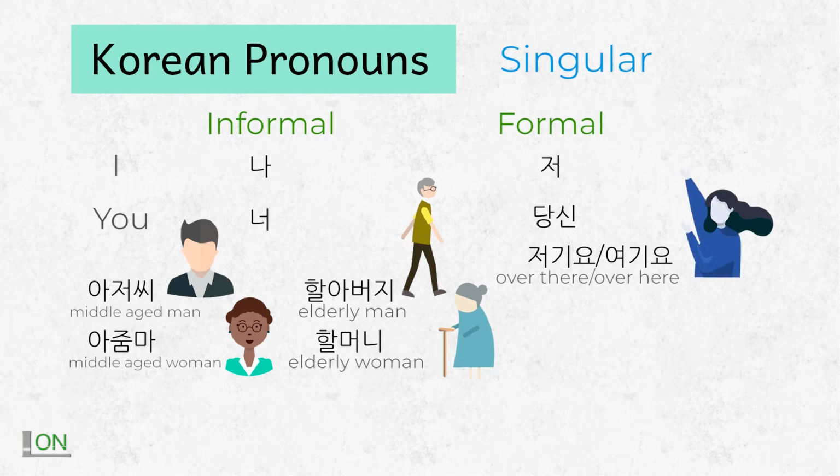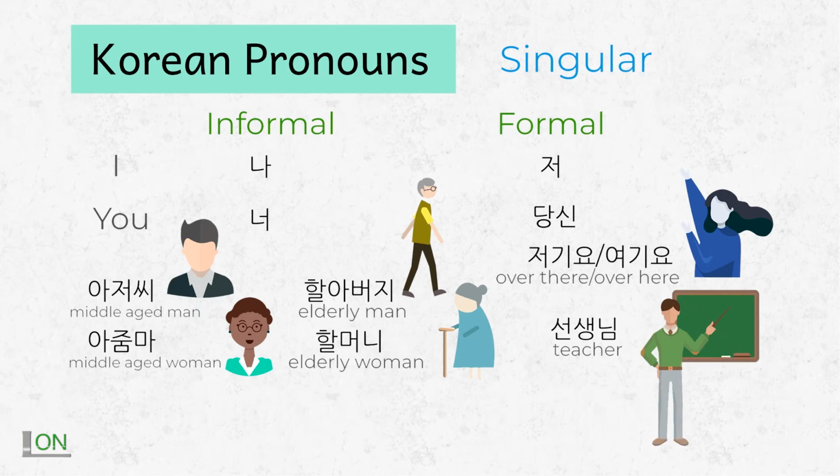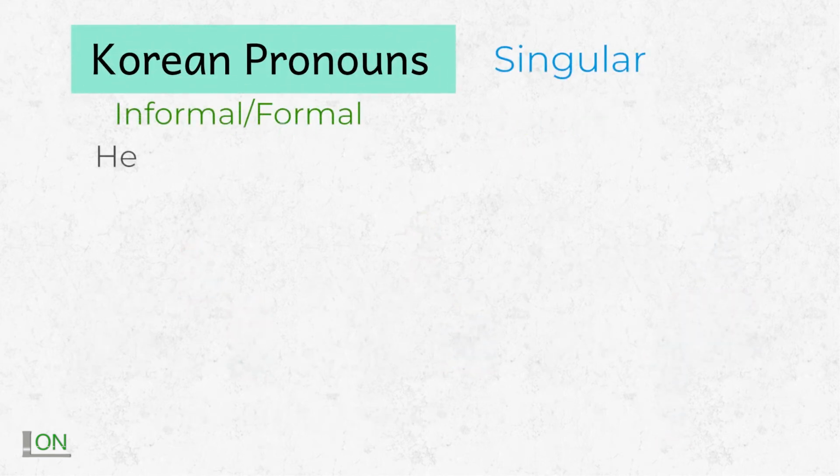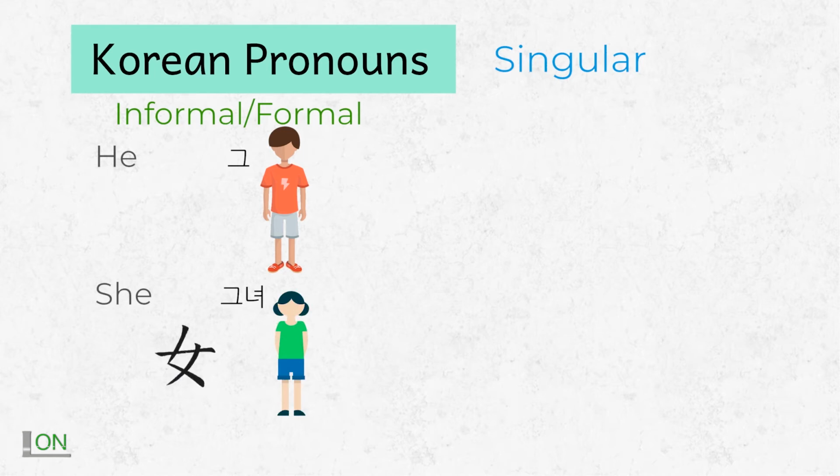If you want to refer to a teacher, you can use the word 선생님. In other cases, it's always better to use the name of a person or job title, etc. He, formally and informally, both versions, is gonna be 그. She, 그녀. 녀 from Chinese means a woman.